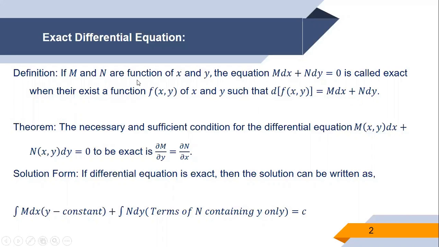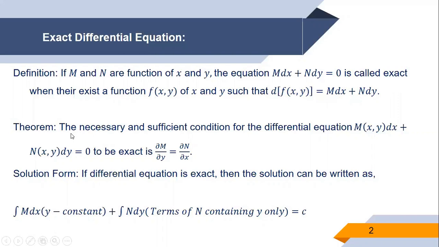Again, I repeat, M and N are functions of x and y. The equation M dx plus N dy is equal to 0 is called exact when there exists a function f(x, y) such that d of f(x, y) is equal to M dx plus N dy.